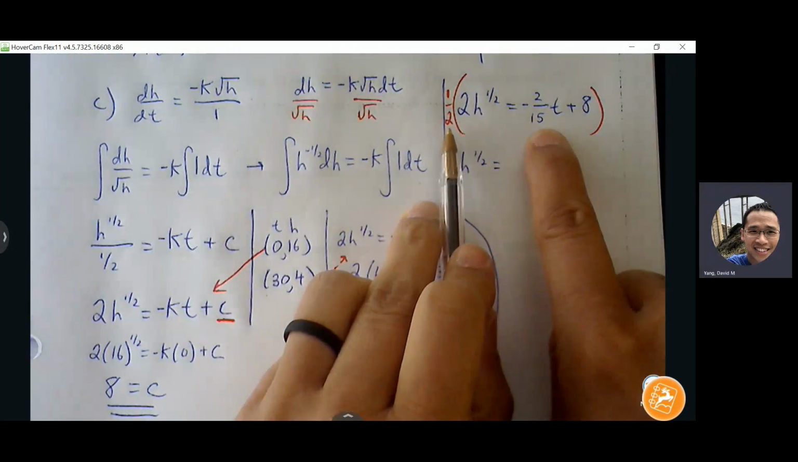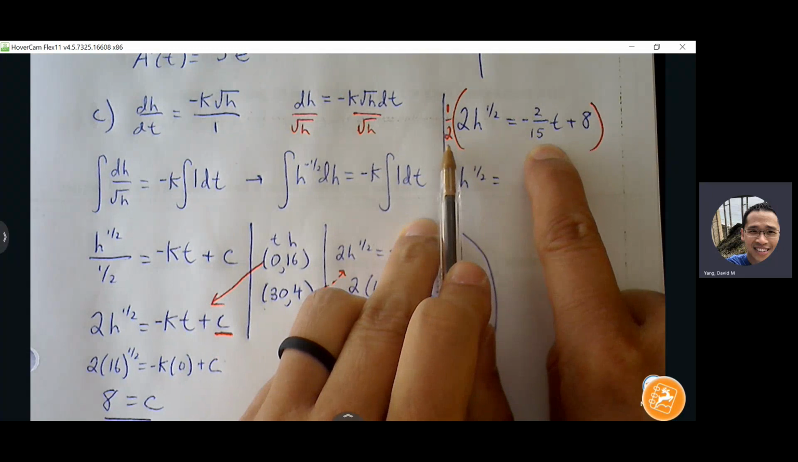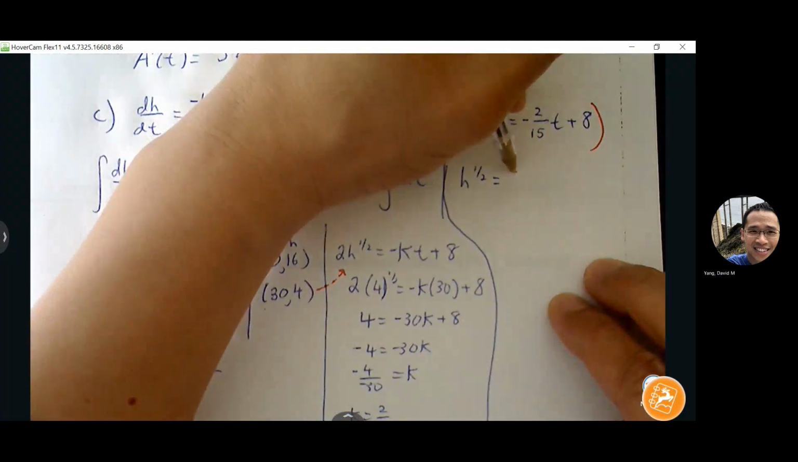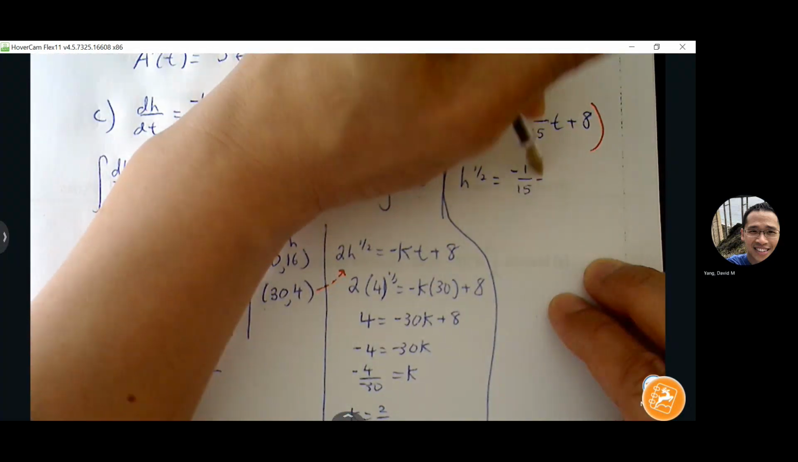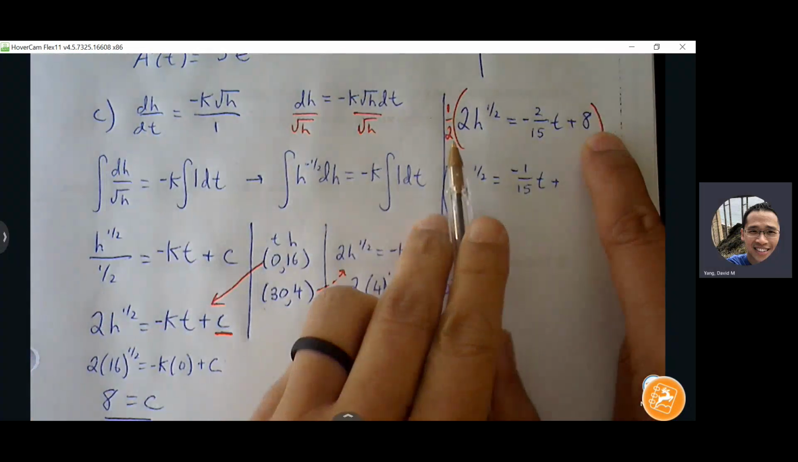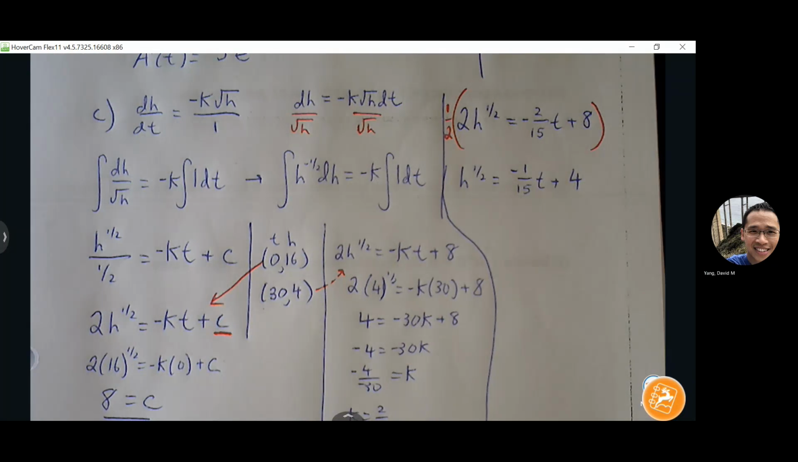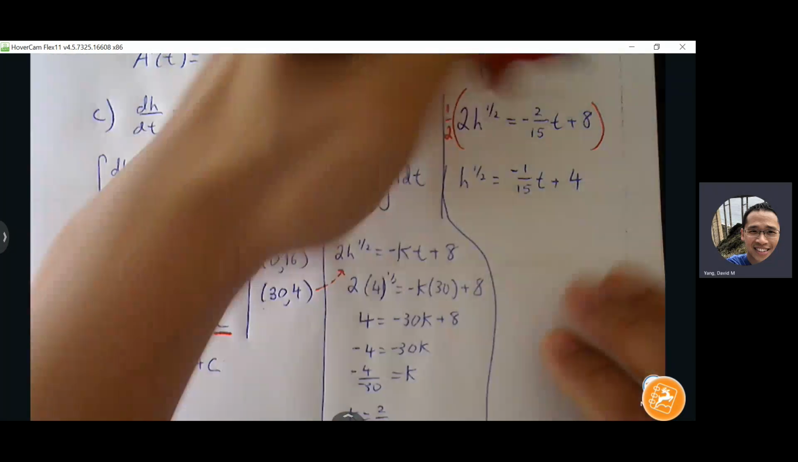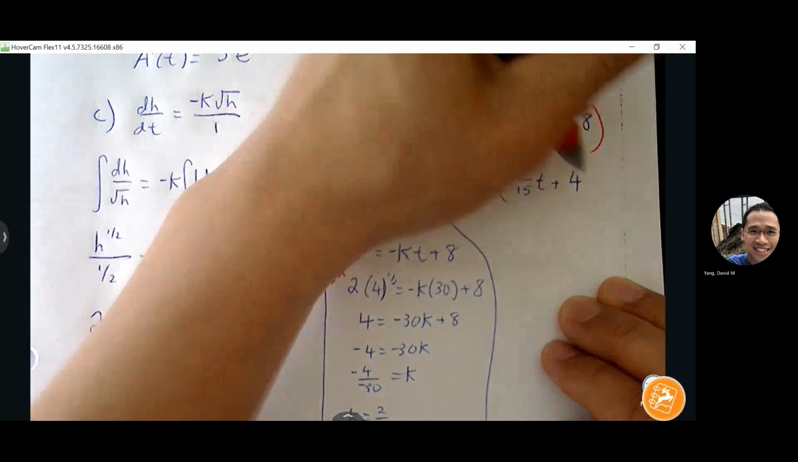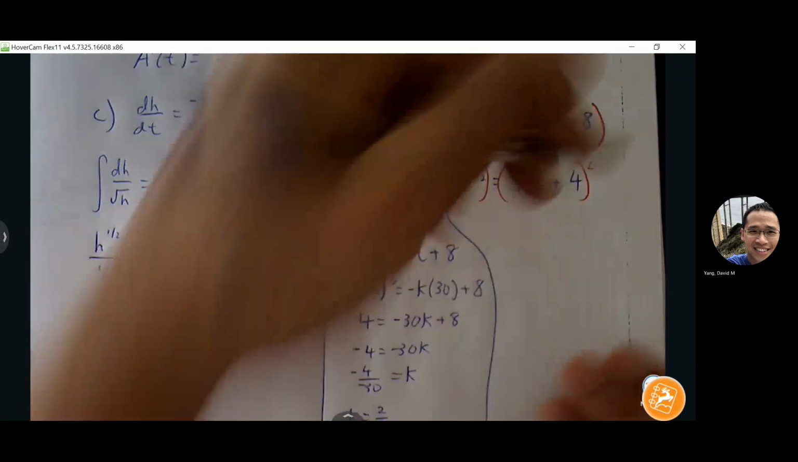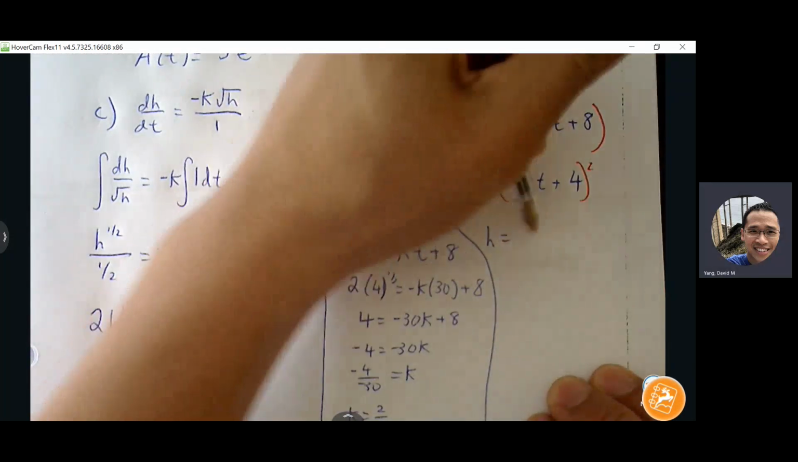So 1/2 times negative 2/15 becomes negative 1/15. And then 1/2 times 8 is 4. Square both sides and we can get H by itself. There's no need to expand this out. You can leave it in this form.